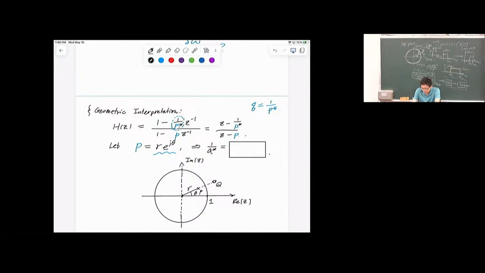With our representation of P by its polar coordinates, 1 over P conjugate is 1 over r e to the j theta. Can we all agree on that? It's pretty straightforward, no doubt about that. All right, so now with this, let's take a look at what's going on right here.